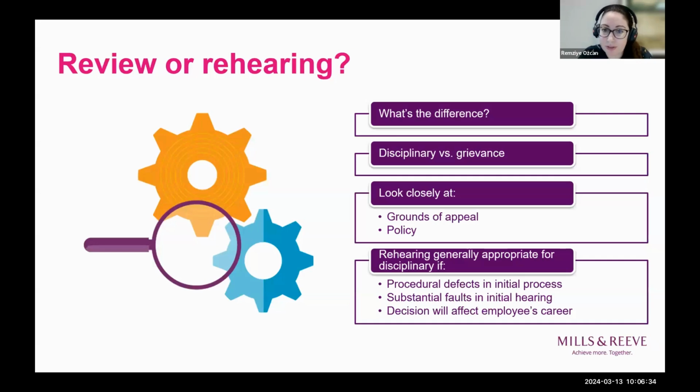There's also a note on the slide there about potentially rehearings being more appropriate if the decision in question may well affect an employee's career, and it's a sort of substantive matter that does require an employer to start looking back through the process and almost redoing the process entirely.